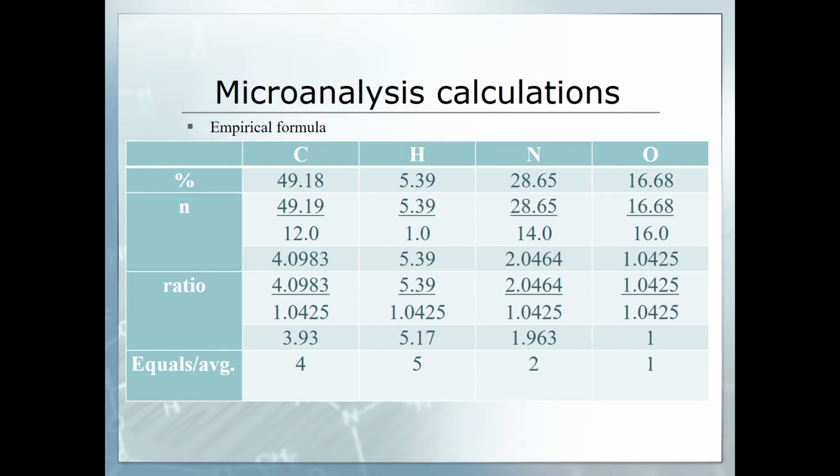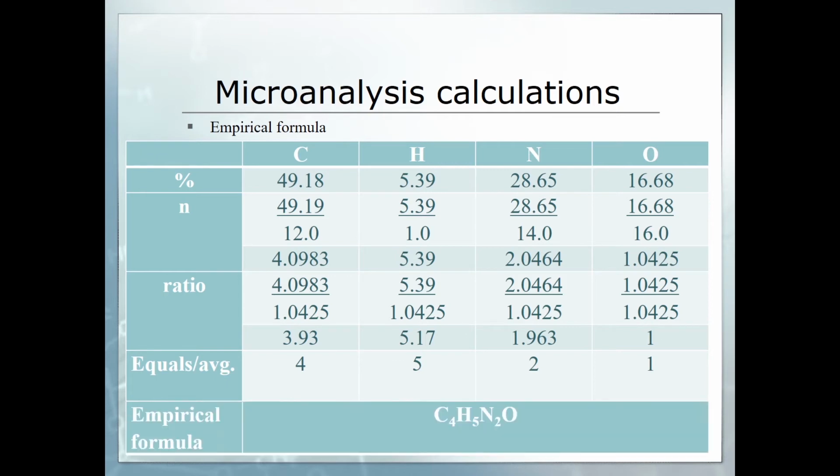When you've worked out their moles, we use this as our ratio, and you divide by the smallest. In this case, our smallest is oxygen, 1.0425. Once you have your ratios, you then can round up or round down where required. If this round up or round down is way too much, then you must do multiplications. In this case, it's not too bad.